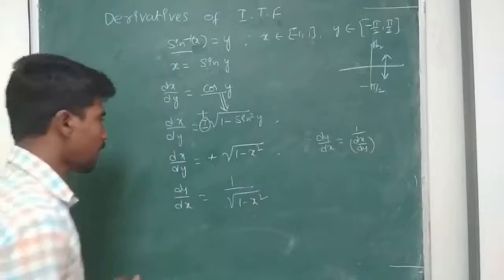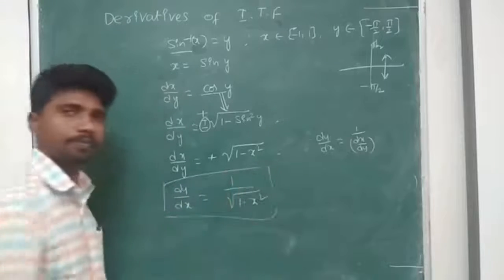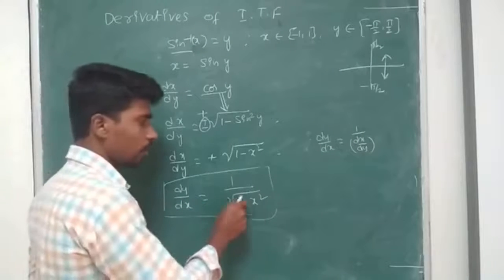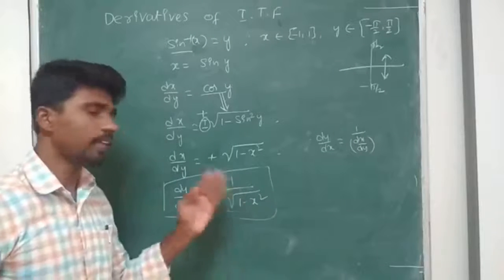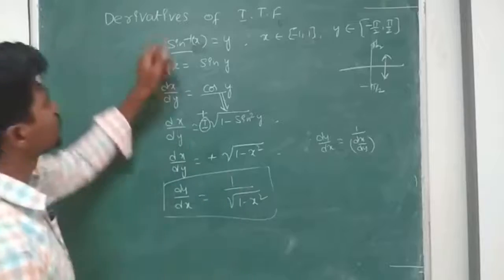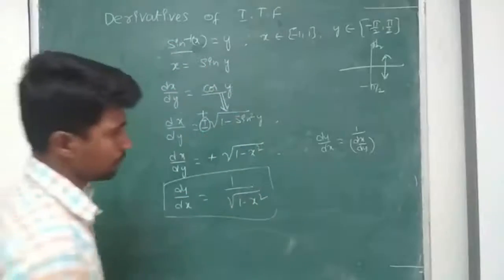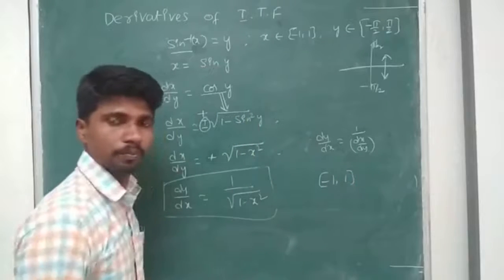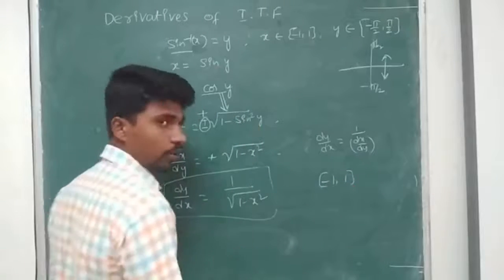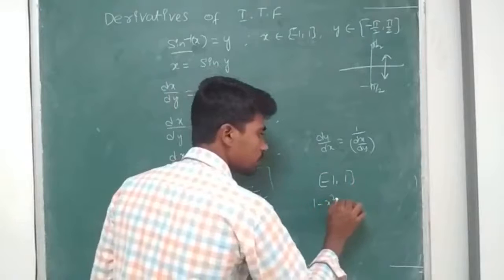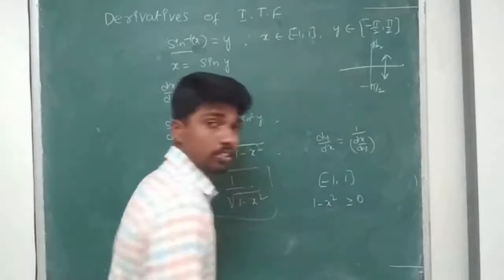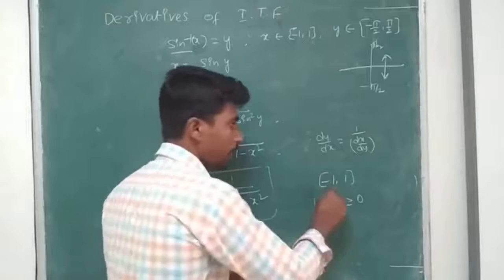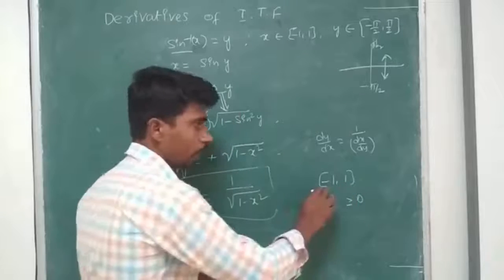Now you see where this differentiation exists. The differentiation of this particular function exists if the denominator is not equal to 0 and it exists. So its domain is from minus 1 to 1. We don't need to check for all real numbers. If we want to check for all real numbers, we have to take 1 minus x square greater than or equal to 0. But we are not checking for all real numbers, we are checking in between minus 1 and 1.